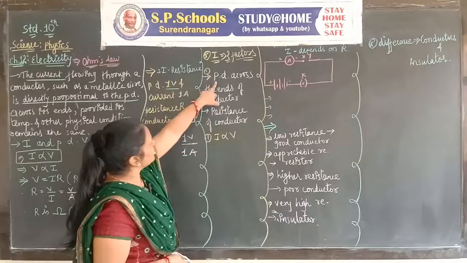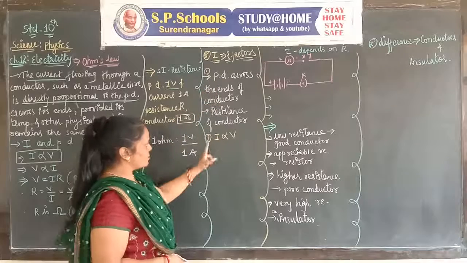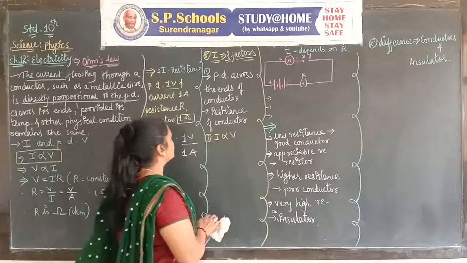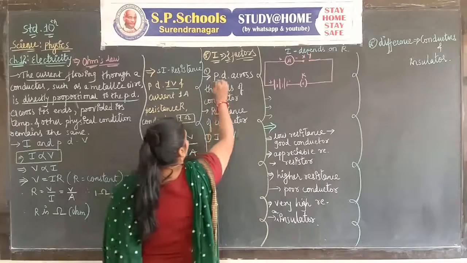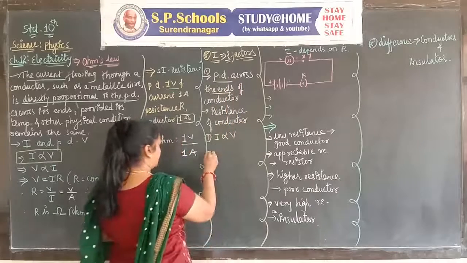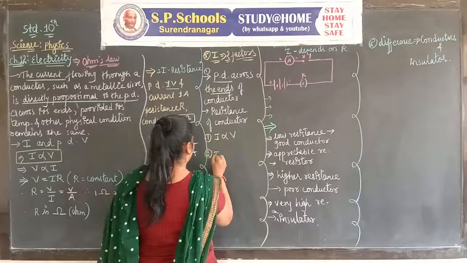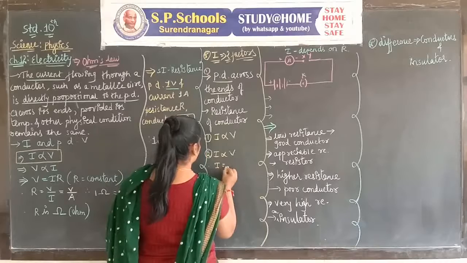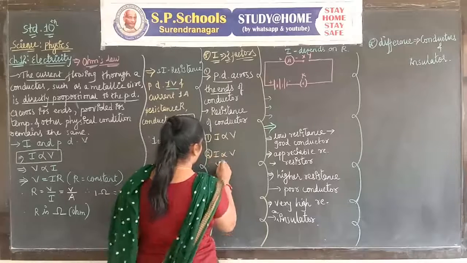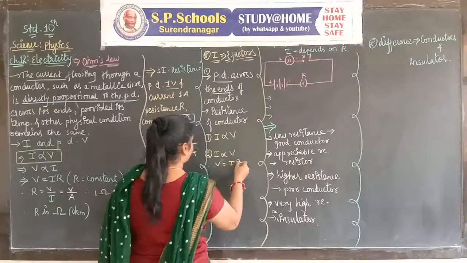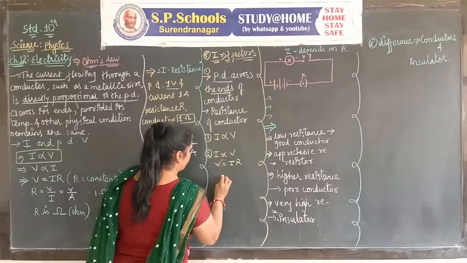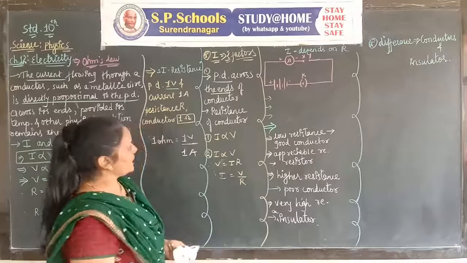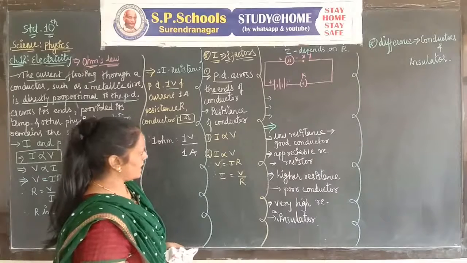The first is the potential difference, because I is directly proportional to V, so it depends on the potential difference across the ends of a conductor. Then we already know I is proportional to V, and when we write V is equal to IR and make I the subject, we write in this way: I is equal to V upon R.